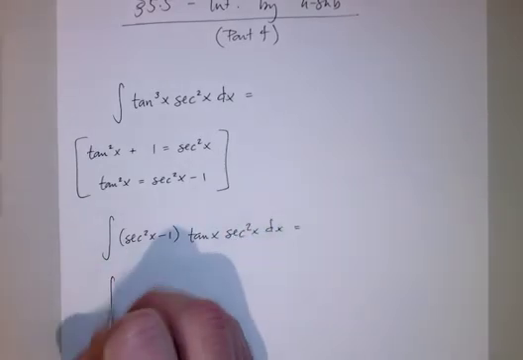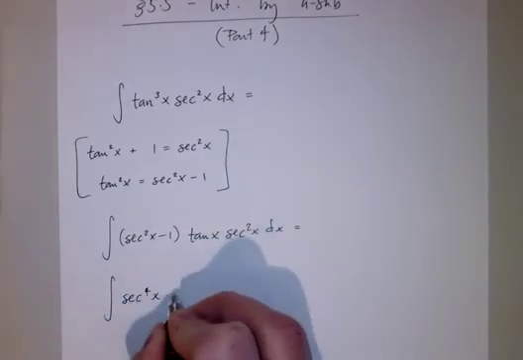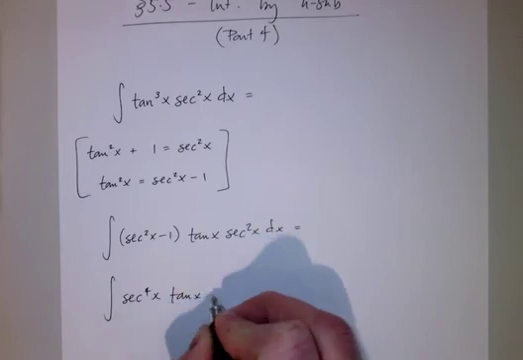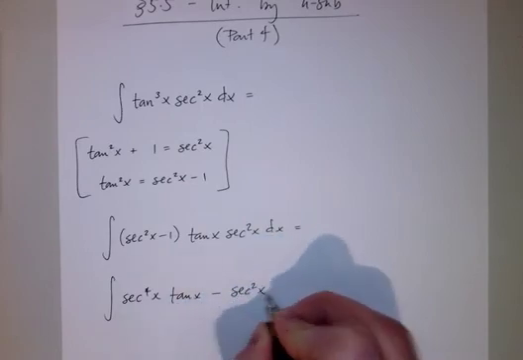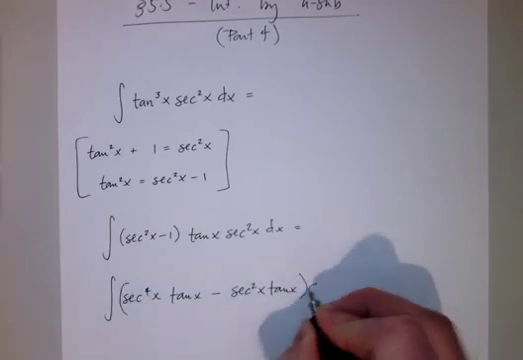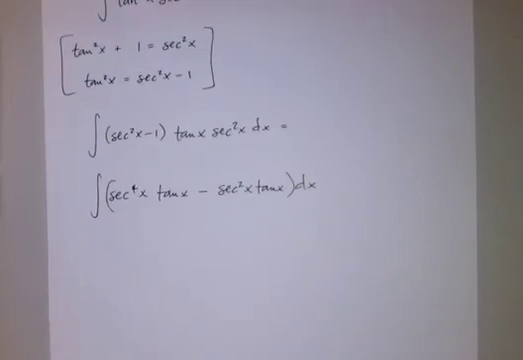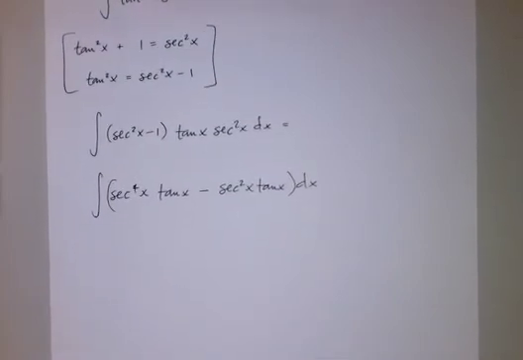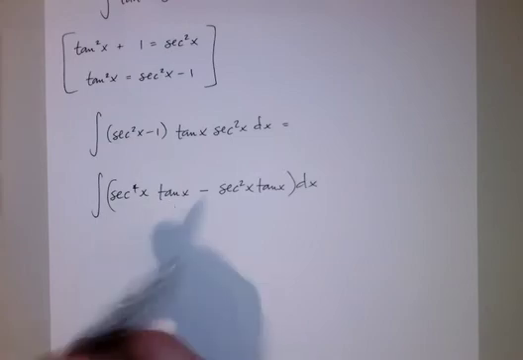Let's go ahead and get secant to the fourth x times tangent x minus secant squared x times tangent x, and we wind up getting that. We have a two-term one. Now, of course, I didn't say that this was easier. I was simply proving that you actually could do it another way. But see, tangent is not exactly a derivative of anything.